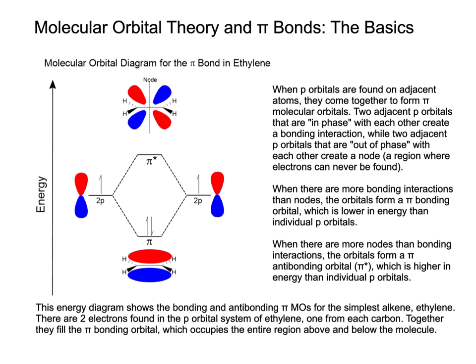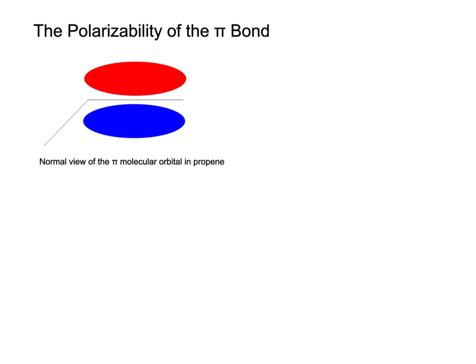This energy diagram shows the bonding and anti-bonding pi molecular orbitals for ethylene. There are two electrons found in the p orbital system of ethylene, one from each of those carbons. Together, they're going to fill the pi bonding orbital, which occupies the entire region above and below the molecule. The reason why I wanted to show a little bit about molecular orbital theory is because I wanted to emphasize the fact that when you have a pi bond, you have two overlapping p orbitals, and the electrons in those p orbitals can actually occupy any of the space between those two atoms.